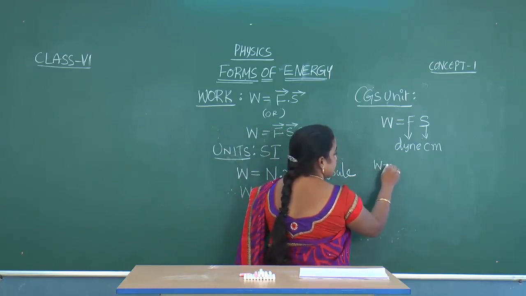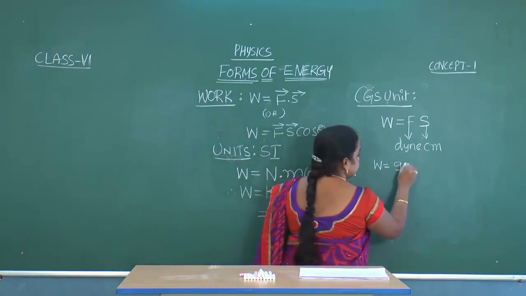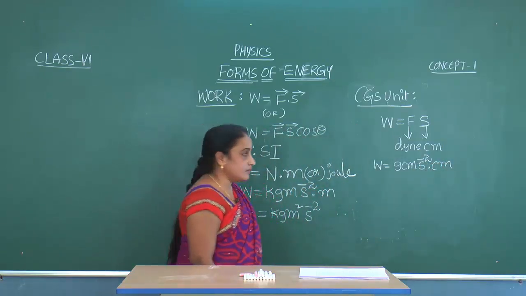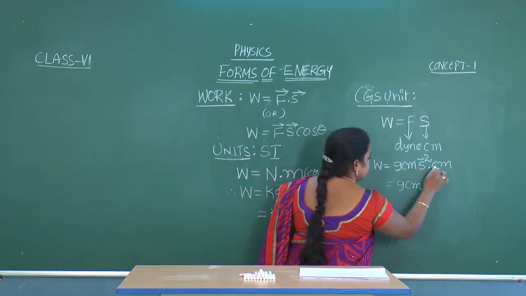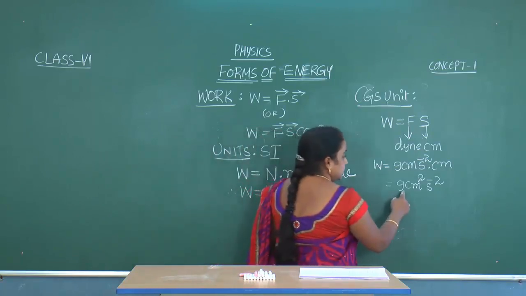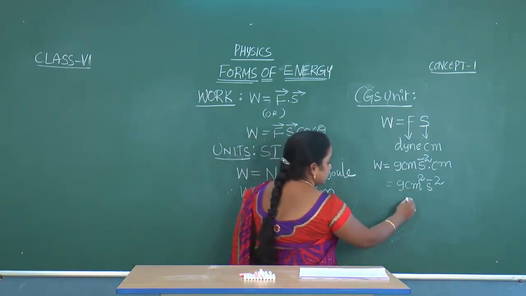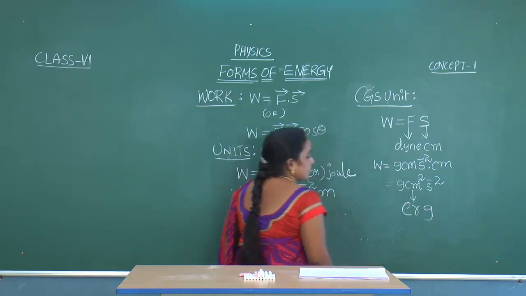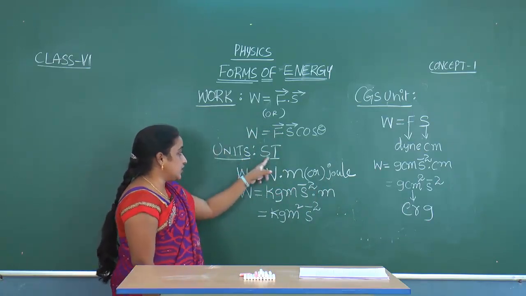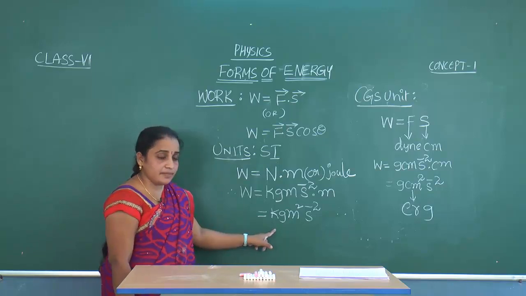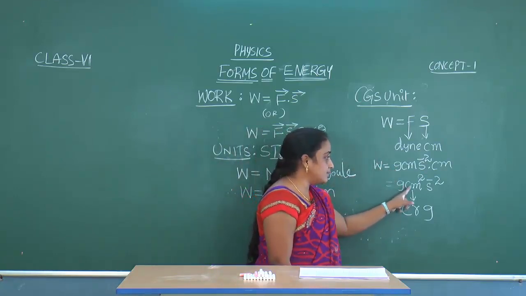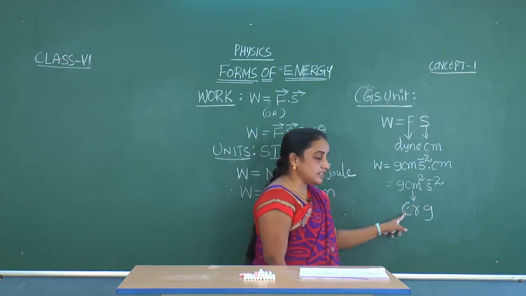So we can write work done is equal to dyne, which is gram centimeter s power minus 2, into centimeter. This can be written as gram centimeter into centimeter, centimeter square s power minus 2. We call this gram centimeter square s power minus 2 as erg. So finally we came to know that work done SI unit is joule, kilogram meter square s power minus 2. CGS unit of work done is gram centimeter square s power minus 2, which is called erg.